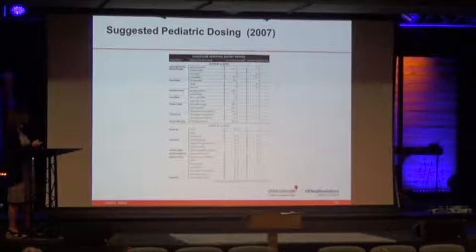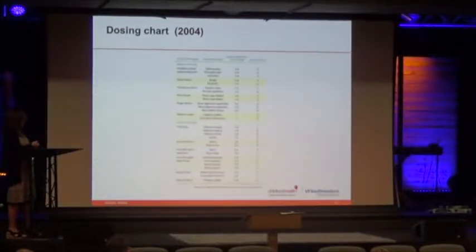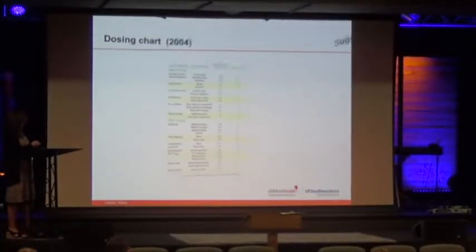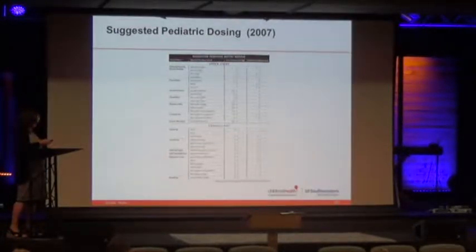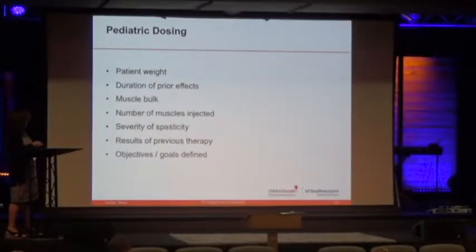We have some guidelines. I think the first one came out in 2004. And then we had another set of guidelines, very similar, listing which muscles and how much should be injected into each muscle. This was in 2007. Not much has changed since then in terms of the dosing.